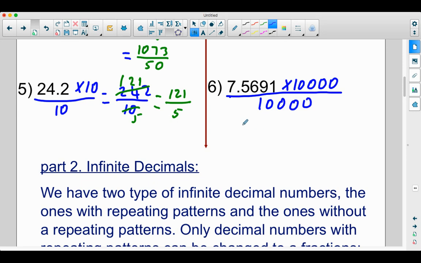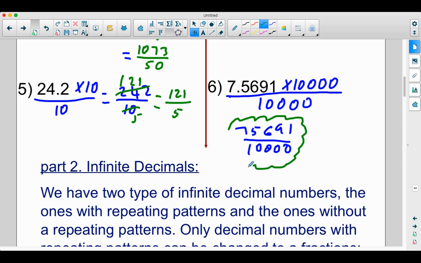So that will give us 75,691 over 10,000. I do not see any immediate number I can simplify this by. I'll leave it as it is, since the goal of this video is not about simplifying fractions. Okay, that's it, class.